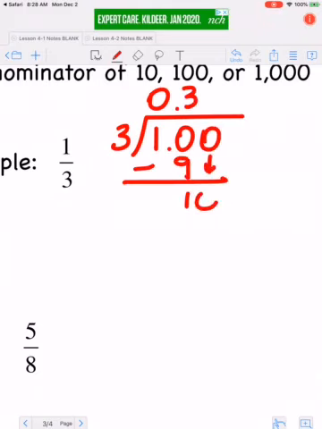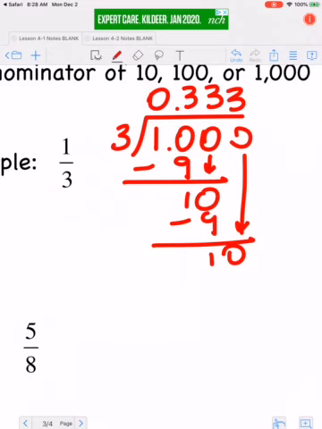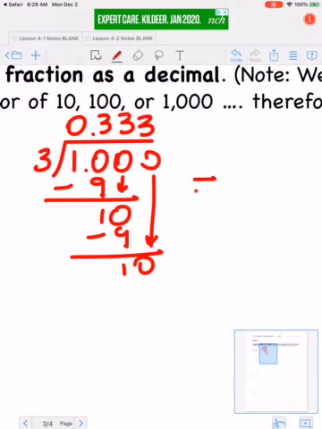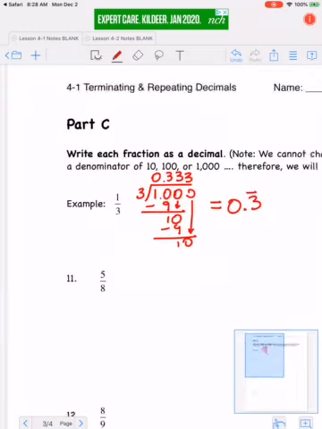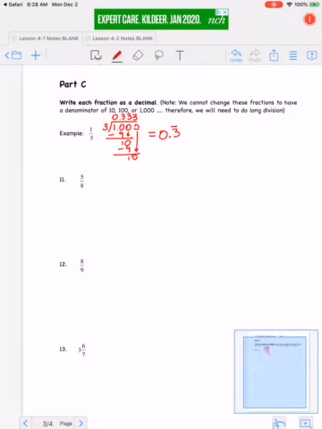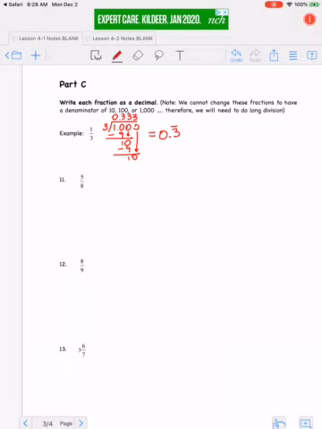3 goes into 10 3 times. And as you can see, we are going to keep getting the same number. So we are going to write this as 0.3 with the repeating bar over the 3. Again, do 11, 12, and 13 on your own.